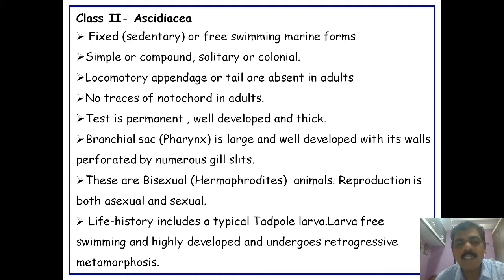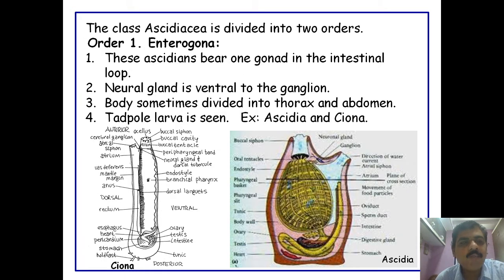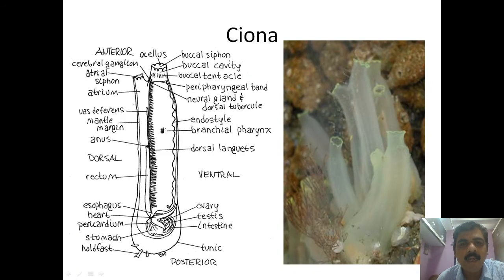These are bisexual, that means both sex organs, the testes and ovaries, are present within the same individual. Such individuals are called hermaphrodites. Reproduction is of both types, asexual as well as sexual. The life history includes a typical tadpole larva, and the larva is free-swimming and highly developed, and it undergoes retrogressive metamorphosis. If you observe, this class Ascidiacea is divided into two orders. One is called Enterogona and the other is called Pleurogona.